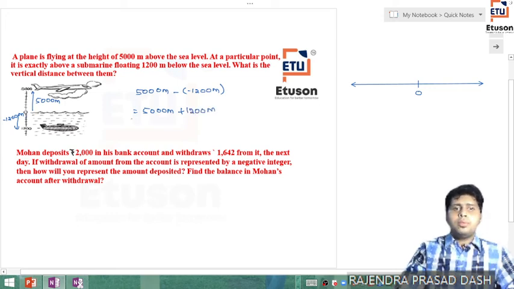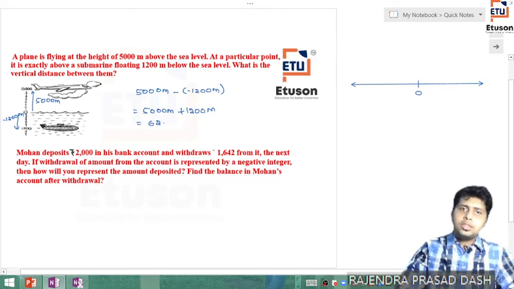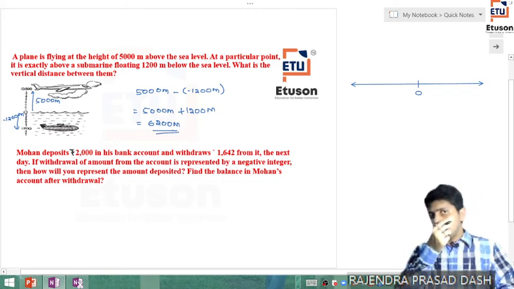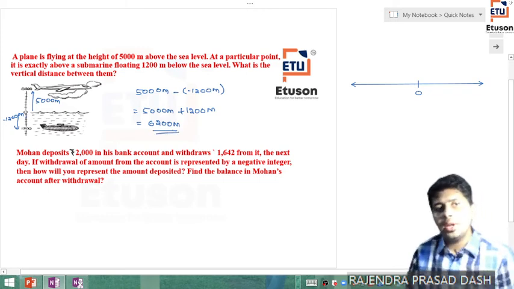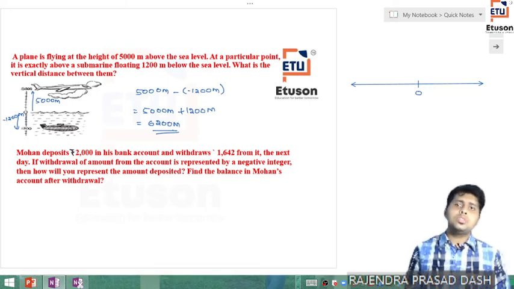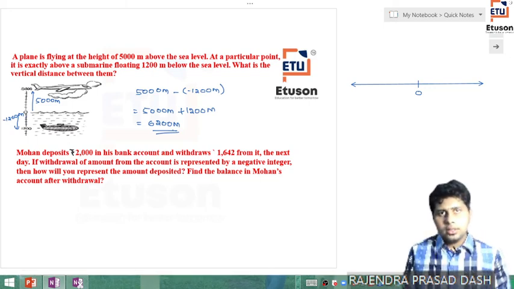So 5000 meter plus 1200 meter, what is it? This is 6200 meter. So the vertical distance between the aeroplane and the submarine is 6200 meter. Hope you are getting it.